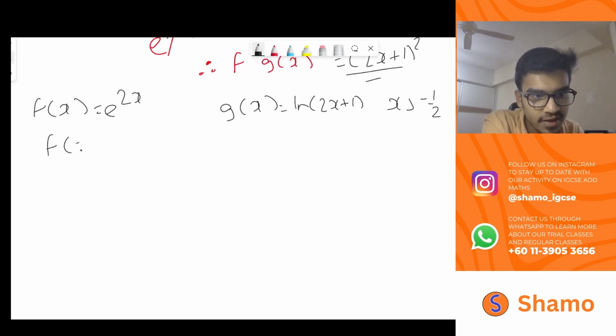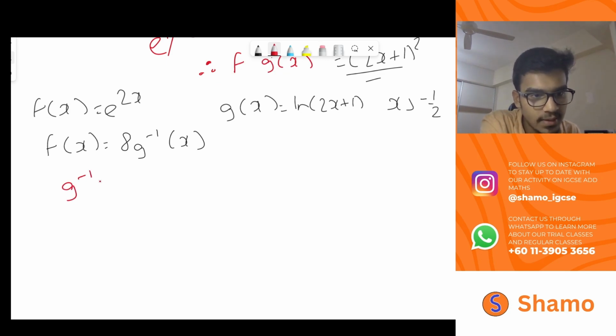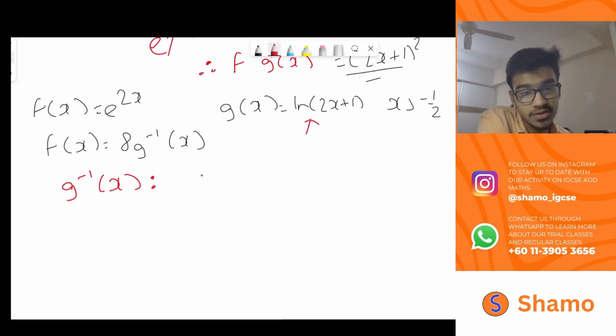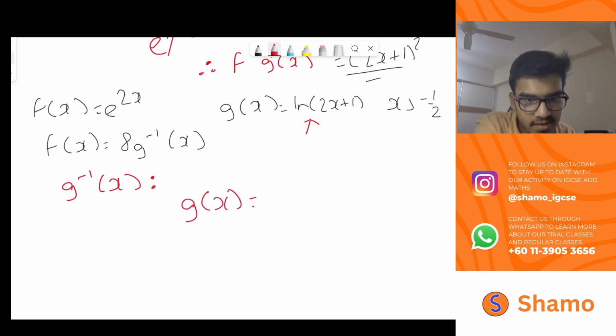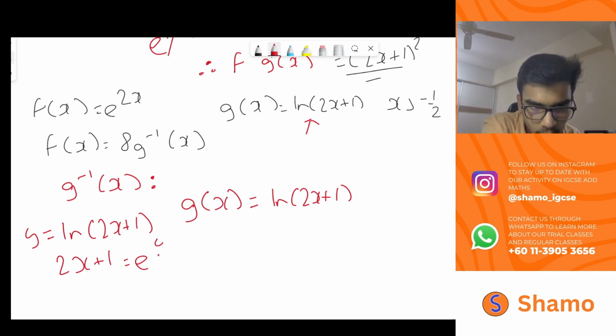We have to solve f(x) is equal to 8g inverse of x. So let's find g inverse of x first. We can see this is a logarithmic function, so by our common knowledge, we should know that the inverse of it will be some exponential function. So g(x) is equal to ln(2x plus 1), so we have y is equal to ln(2x plus 1). How can I make x the subject here? Well, we know that means 2x plus 1 would be equal to e to the power y.